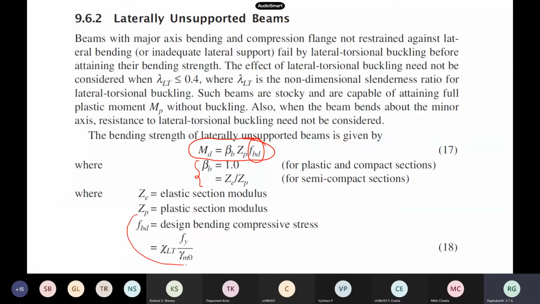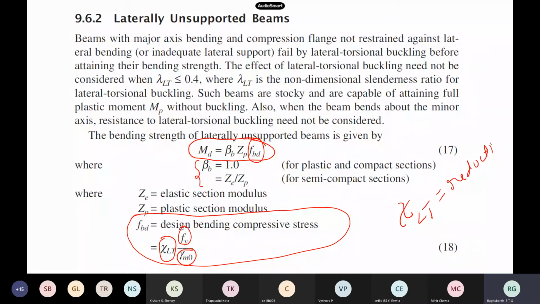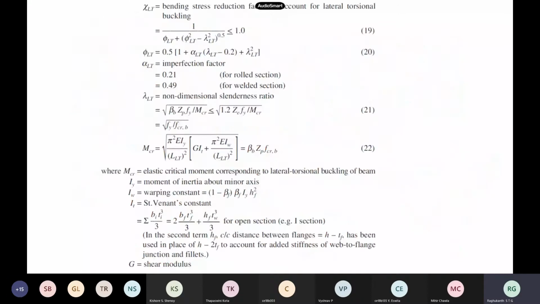Now this is design bending stress. You obtain it from this expression, so χLT, your yielding strength, then partial safety factor. This is nothing but your reduction factor, same as for the compression members. The reduction factor and the expressions, all the things have been borrowed from the Eurocode. So the bending stress reduction factor, the same expression, and then this phi LT, you remember.